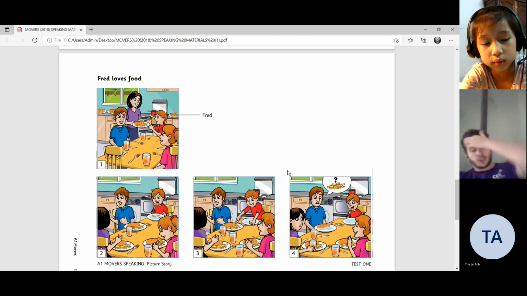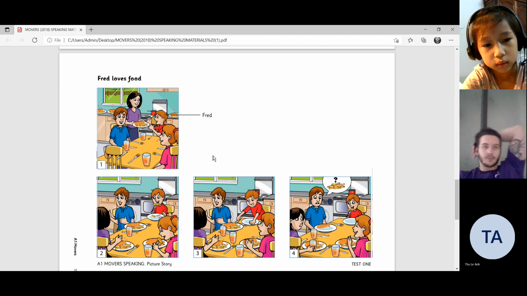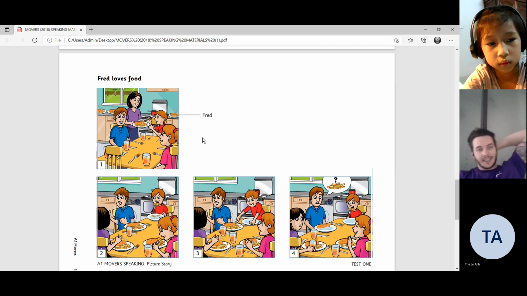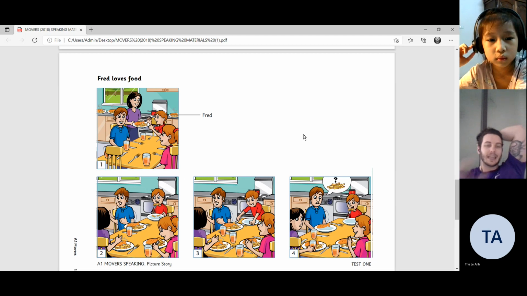Okay, here we need to make a story happen. So for example, Fred loves food. In picture one, Fred is very hungry. He is sitting at the table with his brother, his sister and his dad. They are going to eat fish and chips. Okay, you carry on now.